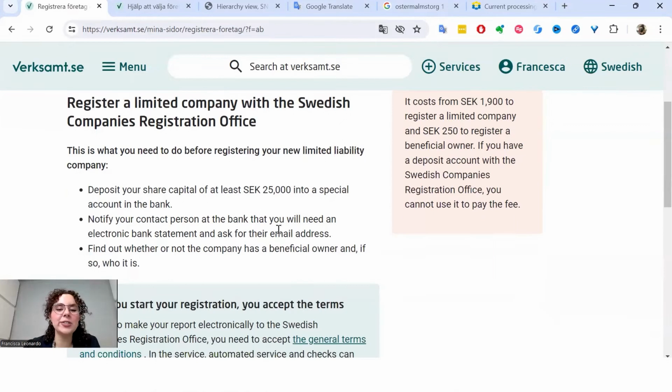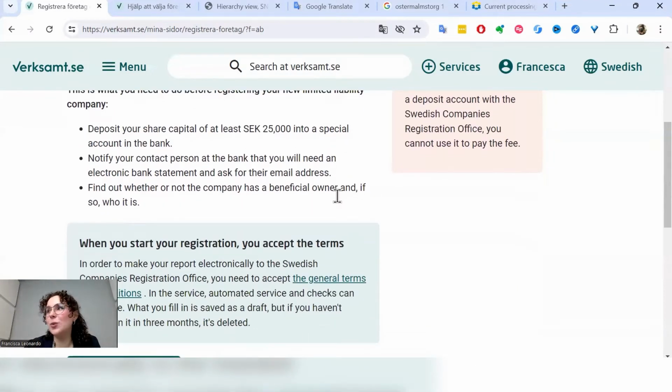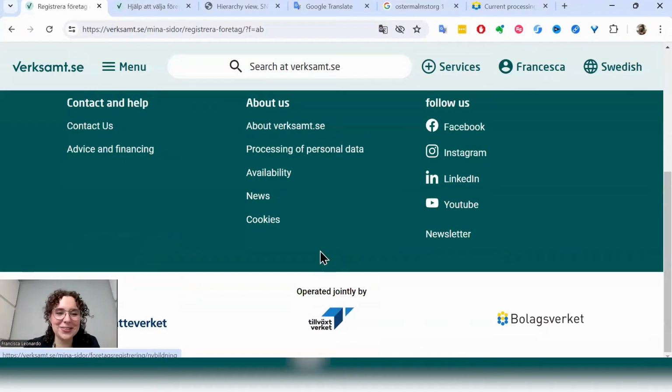What you actually need to register your new limited liability company, we talked about this in the last video. Please check it out here. You typically need at least 25,000 SEK in starting capital, and this is going to be in a special account with the bank. So if you haven't gotten your bank account, go and do that right now. So let's accept and continue to begin this.